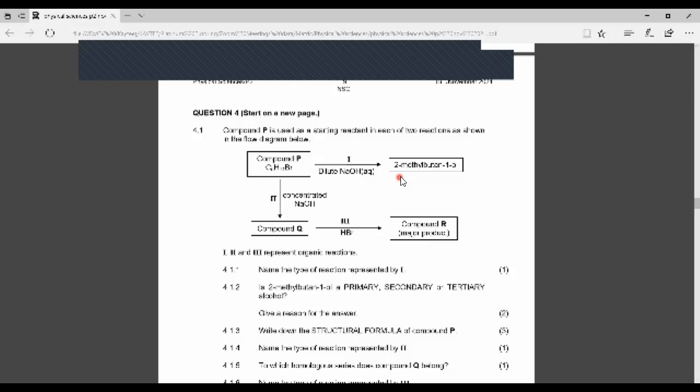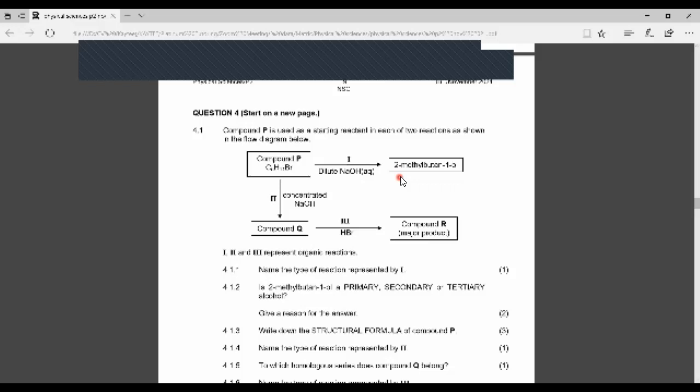2-methyl butane 1-ol. Can this be a secondary or tertiary alcohol? Let's see. 2-methyl butane 1-ol. Okay, no, this is definitely primary because the carbon that is bonded with the OH is only bonded to one other carbon, nothing else. Otherwise, if it was 2-ol, then you would say, okay, yeah, this is secondary. But if it was something like 2-methyl butane 2-ol, because that second carbon is bonded to 3 other carbons due to the side chain, I'm going to say it's tertiary.